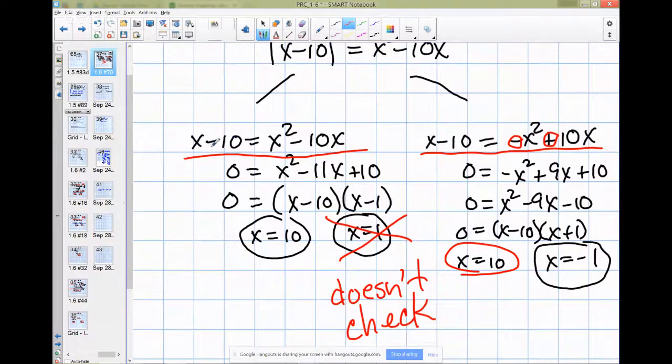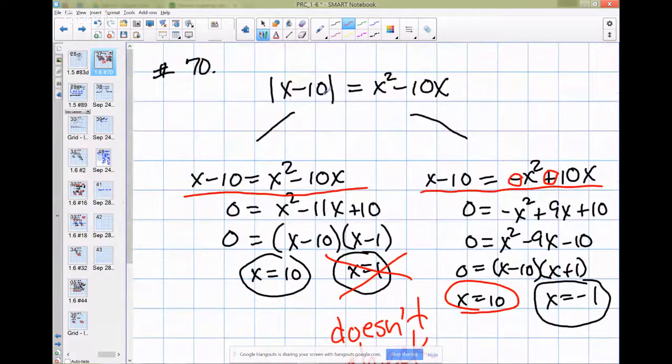Left side, what's 1 minus 10? -9. What's the absolute value of -9? 9. Okay? On the other side, what's 1 squared? It's 1 plus 10. Why did I say plus 10? Because -10 times -1 is plus 10. I'm sorry. Yeah, plus 10. And 1 plus 10 is 11. Well, it's pretty clear that those two are not equal. You will have that happen, which is why it's very important that you check your work.